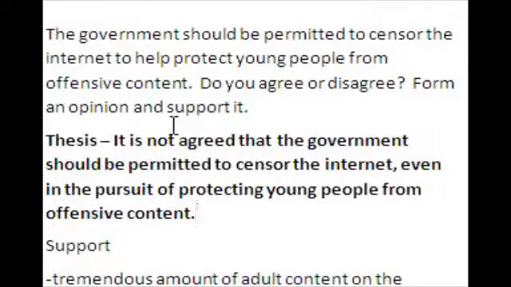So firstly, if we just go through the question again: the government should be permitted to censor the internet to help protect young people from offensive content. Do you agree or disagree? Form an opinion and support it. When we go to write our essay, we would write as our thesis, it is not agreed that the government should be permitted to censor the internet, even in the pursuit of protecting young people from offensive content. This thesis directly answers the question given in our essay question.